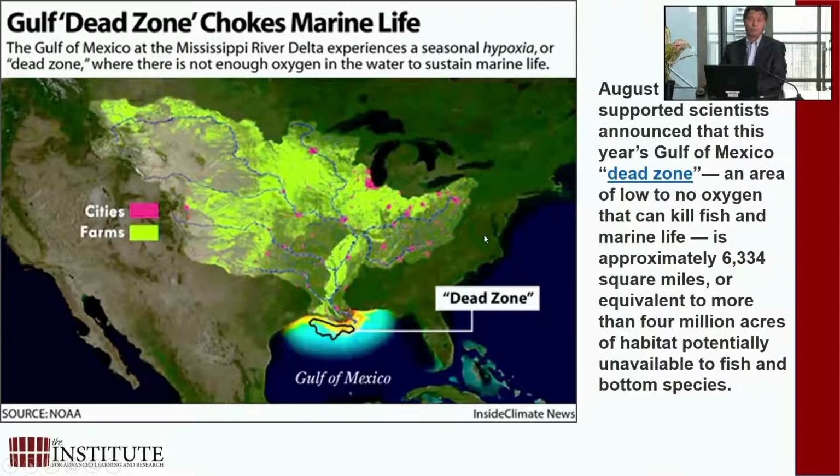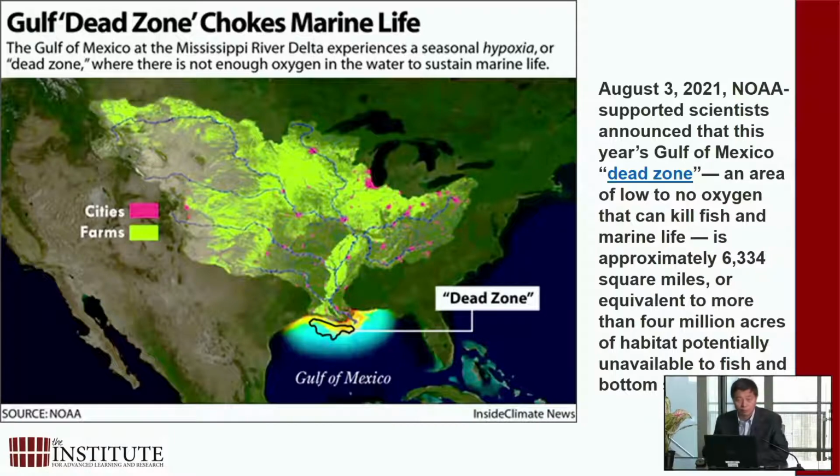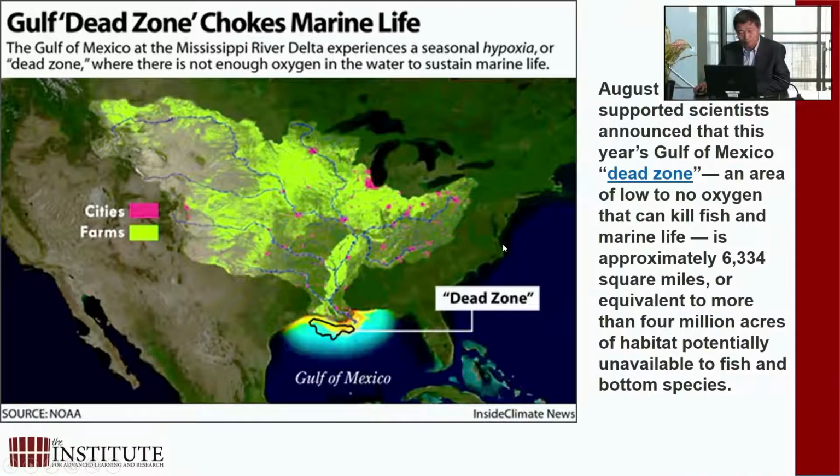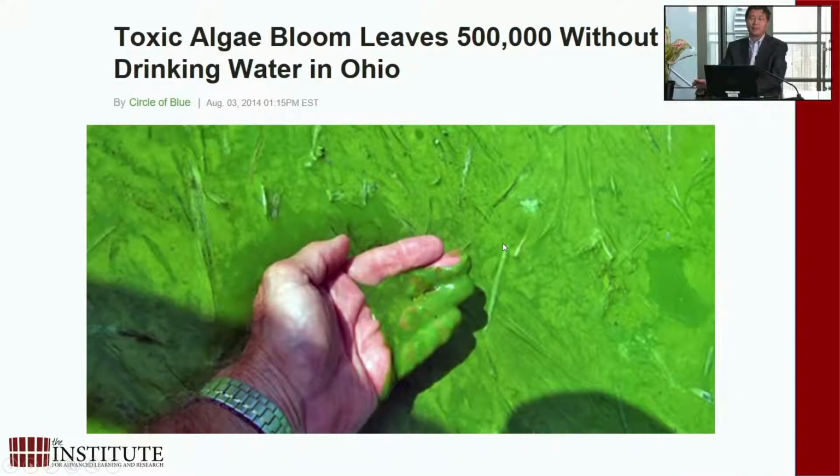So eutrophication causes big problems. It causes dead zones. Here's the Ox 30 this year report: in the Gulf of Mexico, the dead zone is more than 6,000 square miles. That's big. Another example is toxic algae blooming, which left 500,000 people without drinking water in Ohio.